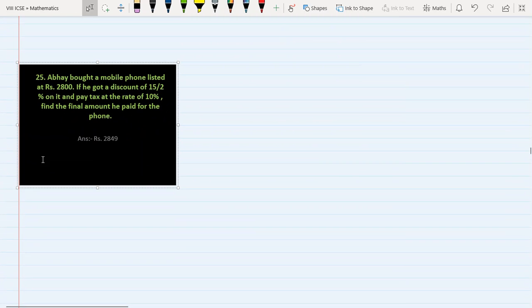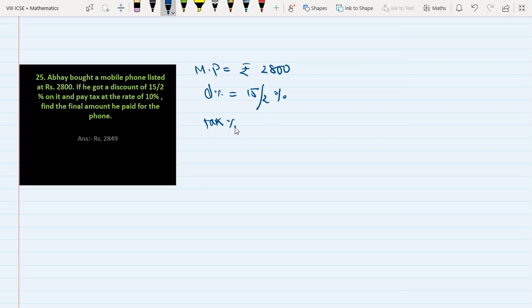Abhay bought a mobile phone listed at rupees 2800. Now listed means mark price. Okay, if he got a discount of 15 by 2% on it, okay, there is a discount also, very good, and paid tax at the rate of 10%, tax percent is equal to 10%. Find the final amount he paid for the phone. Final amount has been asked.